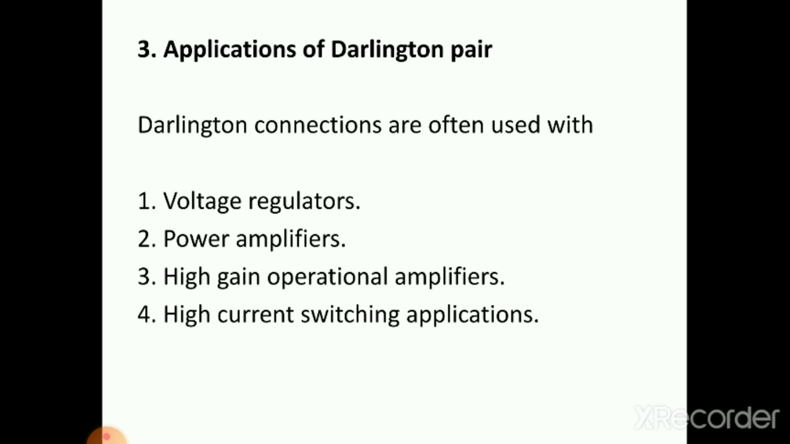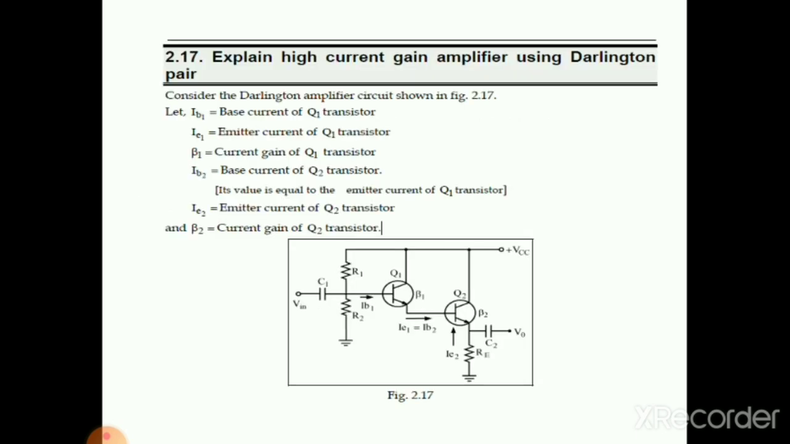Applications: we can use the Darlington pair in voltage regulators, power amplifiers, high gain operational amplifiers, and high current applications. Next is the high current gain amplifier using a Darlington pair. How is beta equal to beta 1 into beta 2? How is that formula derived?